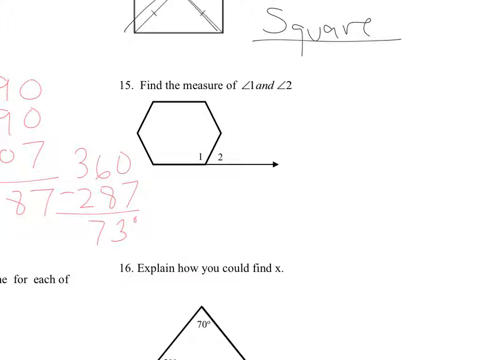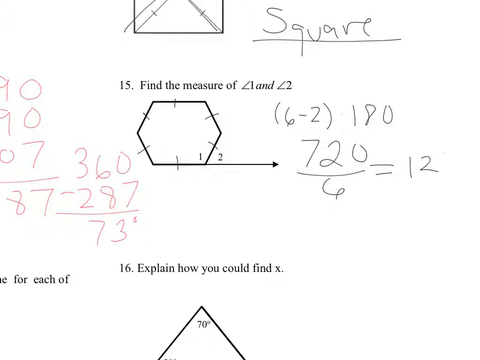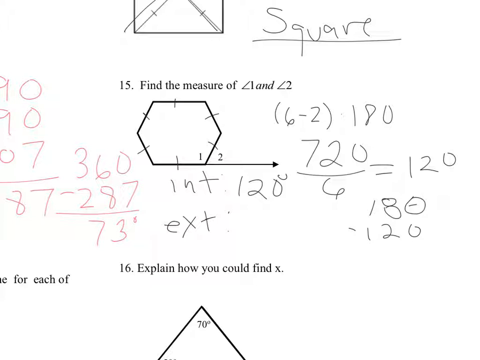So what I'm going to do here is start by finding the interior angle. How many sides does this have? And on your paper, they have the dashes too, so you know it's regular. So you're going to do 6 minus 2 times 180. That gives you 720. That's all 6 angles added together. If I want to find one, divide by 6, which is 120. So given that, to find the exterior, I'm going to do 180 minus 120, which of course is 60.